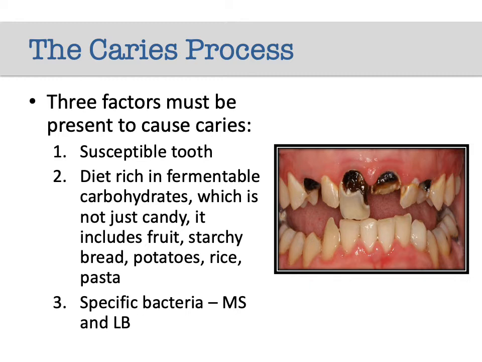Let's discuss the caries process, or how caries form. Three factors must be present to cause caries: a susceptible tooth, and most teeth are susceptible, it just means that you have a tooth; a diet rich in fermentable carbohydrates, which is not just candy, it includes fruit, starchy bread, potatoes, rice, and pasta. So this is really the diet of most Americans, and honestly, most people in the world. And you also need to have those specific bacteria, the Strep mutans and the Lactobacilli.